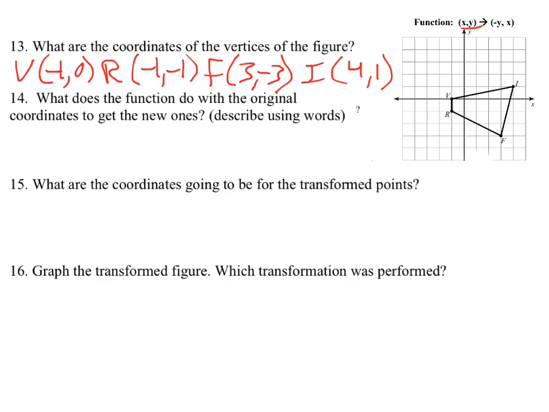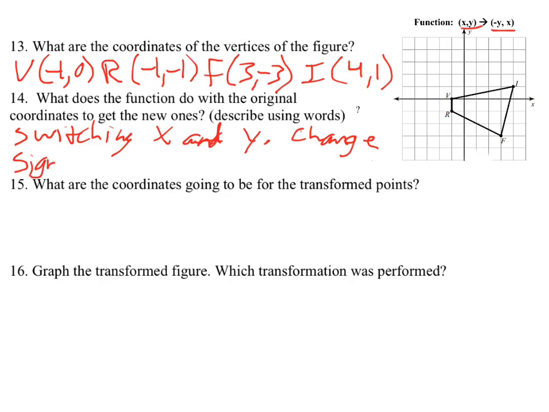What does the function do? Well, it takes the x and a y, and it's switching it to be negative y, x. So you're switching x and y. And then change the sign on old y. Okay, designate whether it's the old y or the new y. Alright, so that's what that one does.